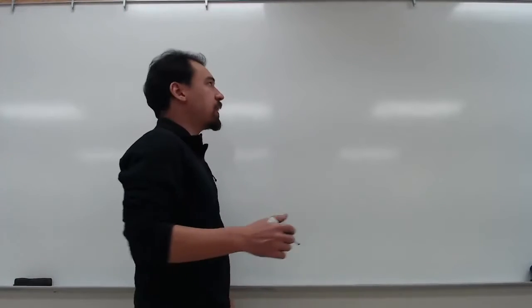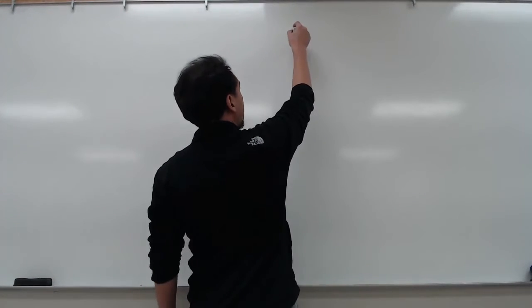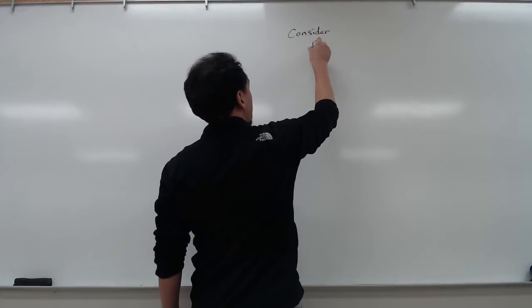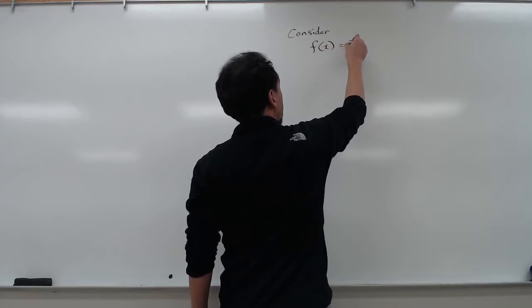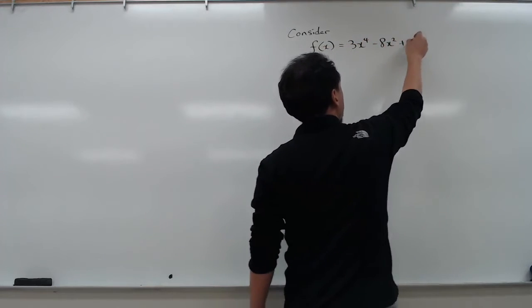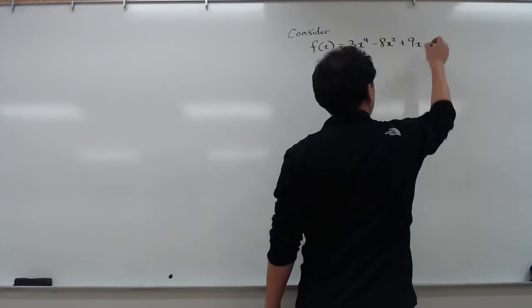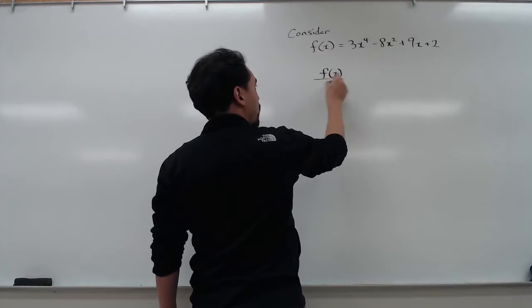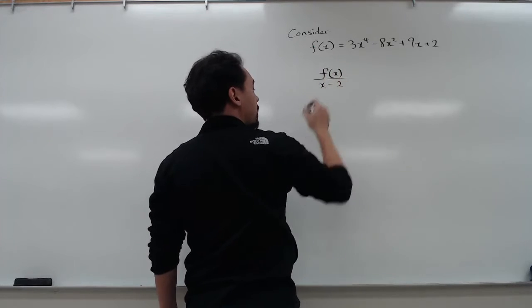So we've spent the last few times talking about polynomials divided by other things. So let's consider today a polynomial function, 3x to the fourth minus 8x squared plus 9x plus 2. And for no other reason than, why not? Let's take f of x and try dividing it by a polynomial x minus 2.